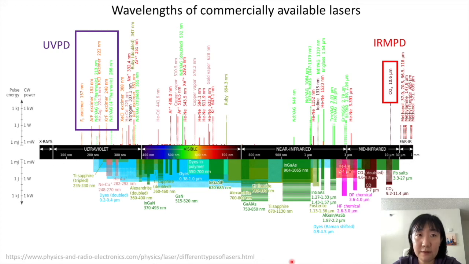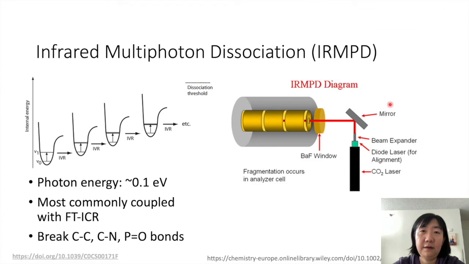You can see in the left part in the UV zone, we got several lasers which have already been applied for UVPD, and on the right end we got an infrared laser with CO2 gain medium. This is used for IRMPD. IRMPD is short for infrared multiphoton dissociation technique.